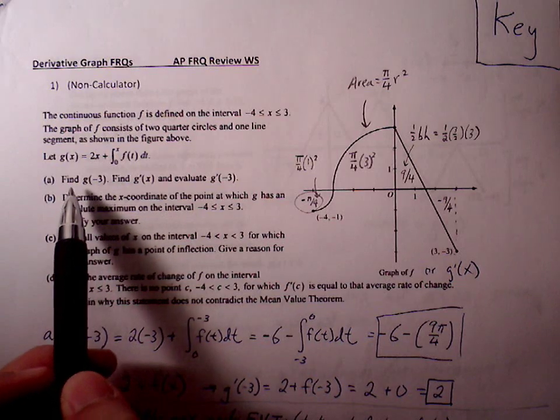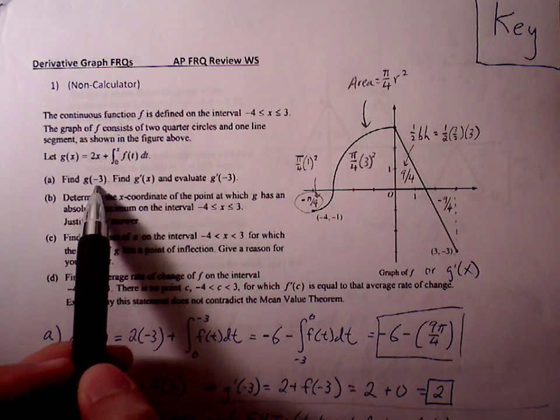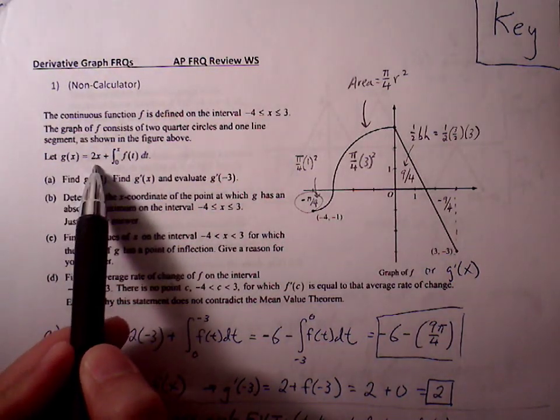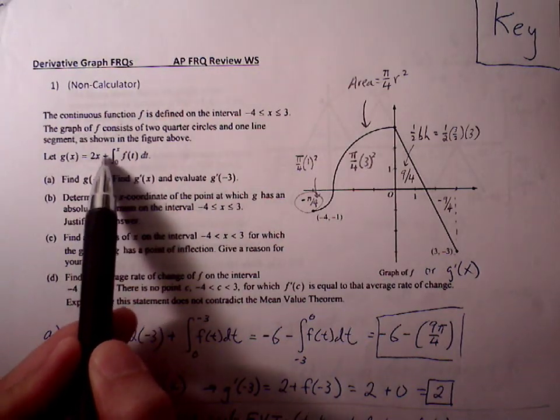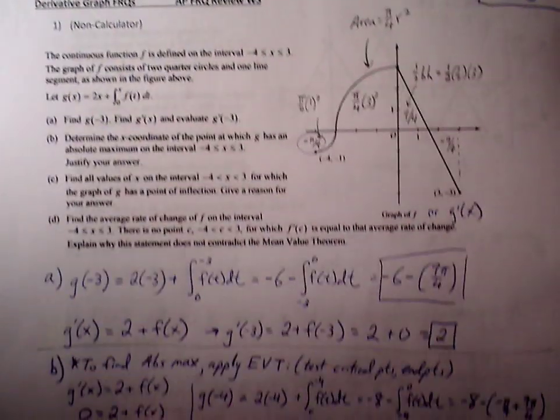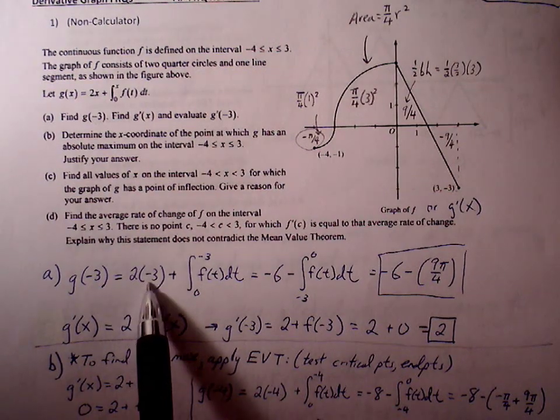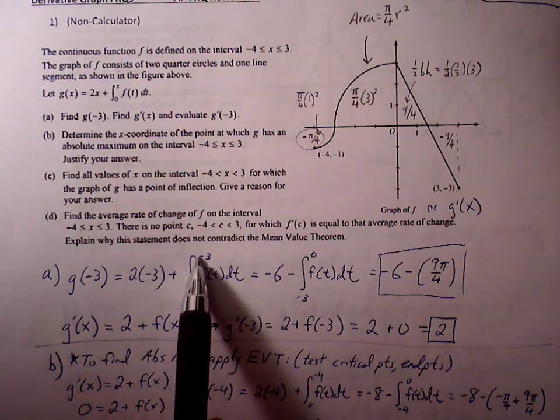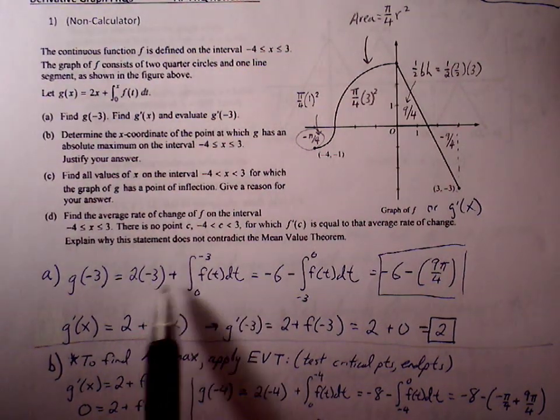For part A, it says find g of -3. So to find g of -3, we're just going to replace every x with -3 and see how that plays out. So -3 plugs in for x, -3 plugs in for the bound. This gives us -6, the first term does.